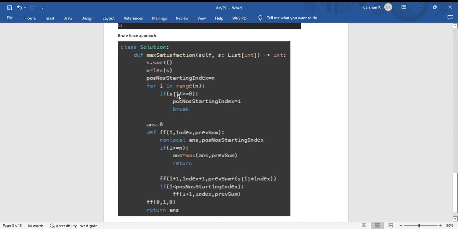Whenever this condition is true, whenever I get a zero or a positive value, I will store that as my positive starting index. So it will be the first non-negative number after the negative numbers, and that index will be stored in this variable.